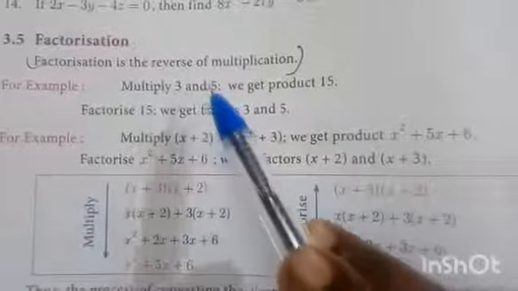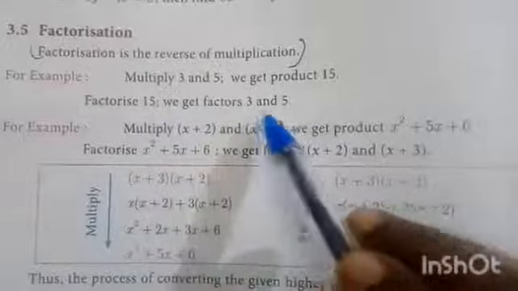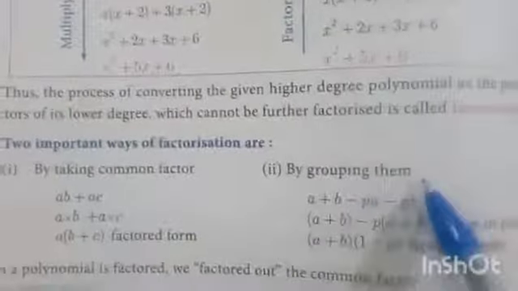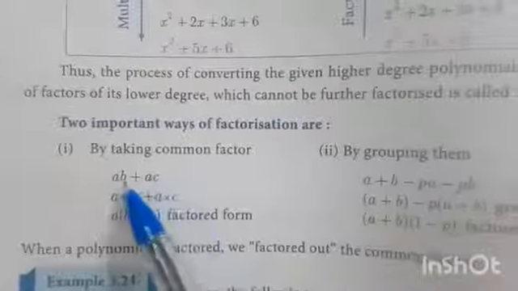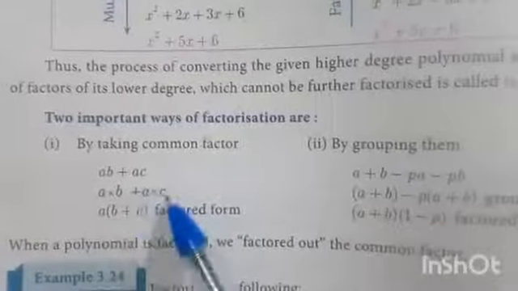Suppose we multiply 3 and 5, we get 15. If we want to factorize 15, we get the factors 3 and 5. In the same way, we have two important methods of factorization: taking the common factor, and grouping. For common factor, for example, we have the two terms AB plus AC. It is written as A into B, and A into C. Now consider what is common in these two terms. A is common; the first term has A, the second term also has A.